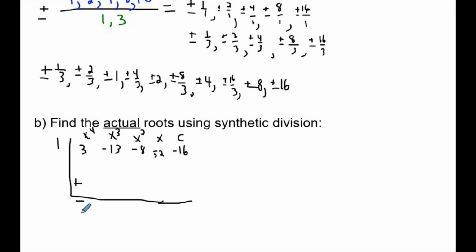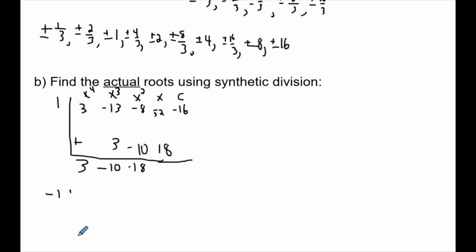So 3 plus nothing is 3. 1 times 3 is 3. Add these two together, you get -10. -10 times 1 is -10. Here I have -18. 1 times -18 is -18. I can already stop. There's no way this is going to cancel out. You don't even have to complete it, because we're not doing division. We're checking to see if the division is going to produce a root, produce a 0. If it doesn't, there's no reason to continue. This is not part of the answer, so I can stop.